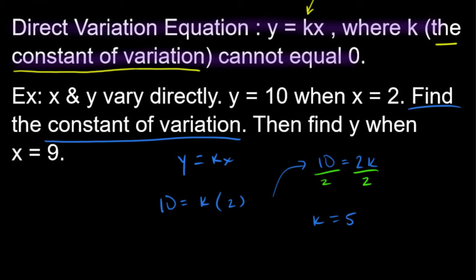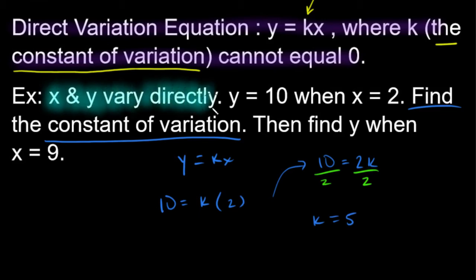So there's our constant of variation. This example is saying that x and y vary directly, and the constant that decides how they vary is 5. The next part of the problem says, then find y when x equals 9. The equation is still y equals kx, except now we know k is 5. So you plug 9 in for x and 5 in for k and solve for y. You get y equals 5 times 9, and so y equals 45. And that's the entire problem done.